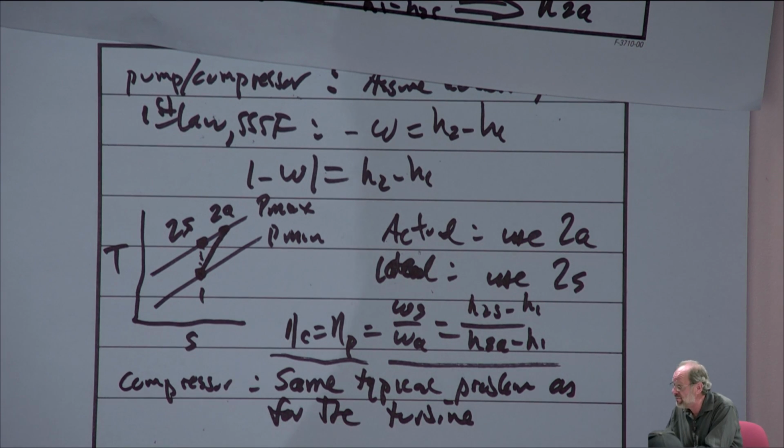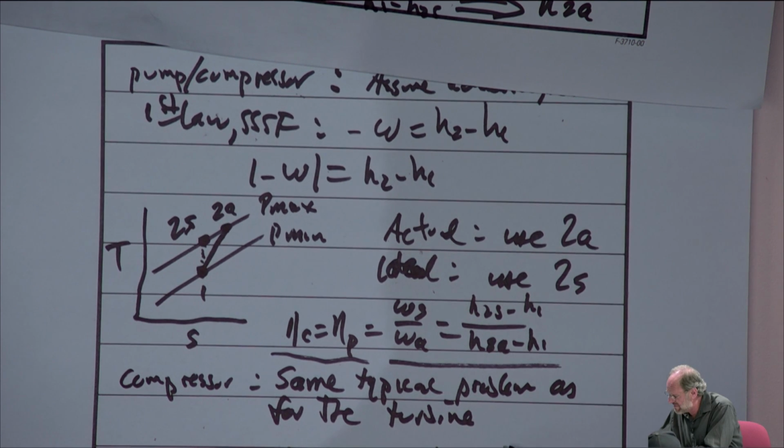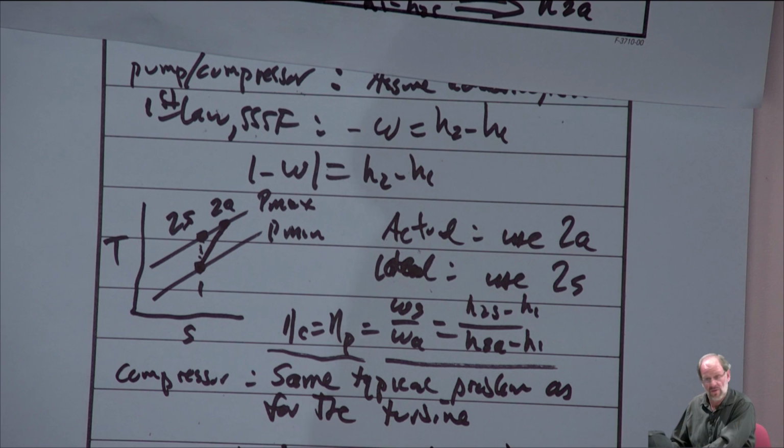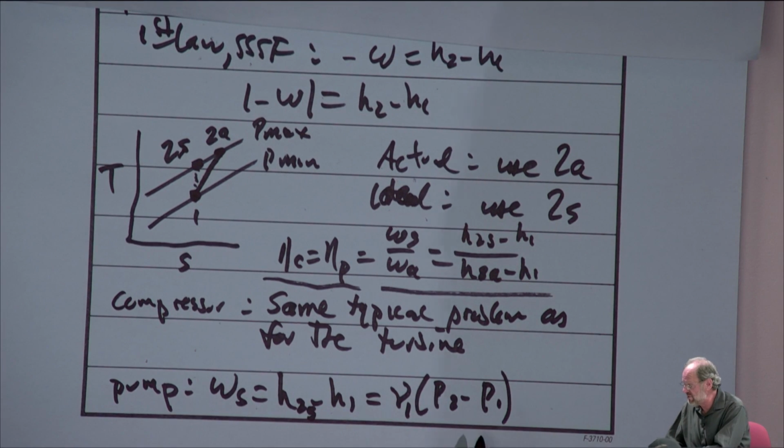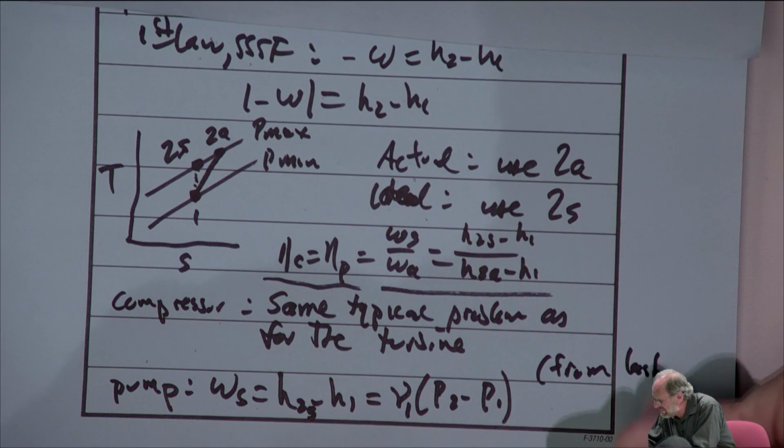For the ideal pump work, this would be H2S minus H1. Can't we also say that this is a specific volume times the pressure difference? So this is what we're going to use, and this comes from the material from last time. The fact is that the ideal enthalpy change equals the specific volume times the pressure change. So maybe I'll just put from last time.